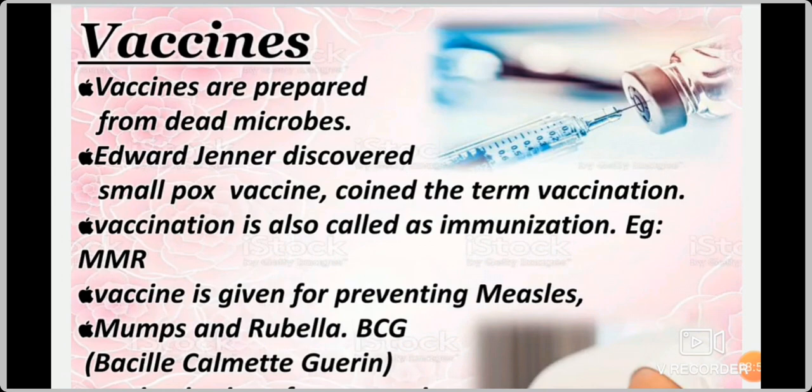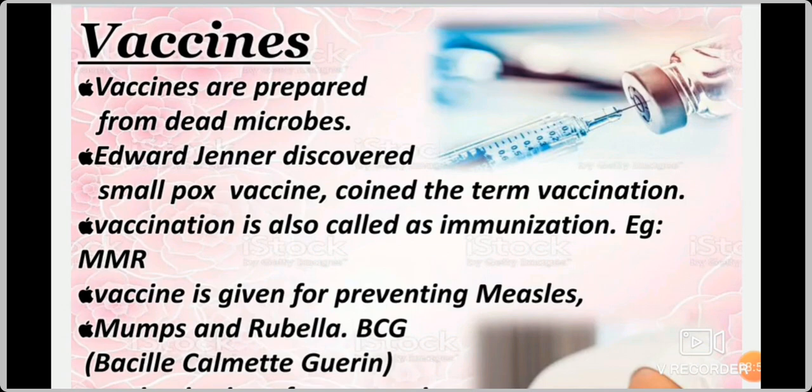Vaccines are prepared from dead microorganisms or weakened microorganisms. Otherwise, we can say killed microorganisms. Edward Jenner was the first person to discover the smallpox vaccine. Who discovered the vaccine? Edward Jenner. He coined the term vaccination. Coined means created. He created the word vaccination. Who coined the term vaccination?